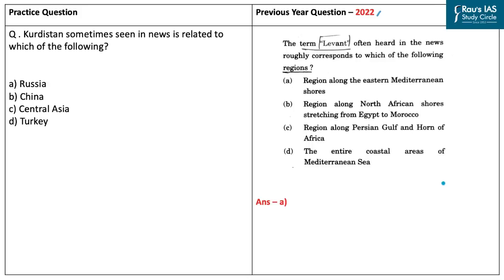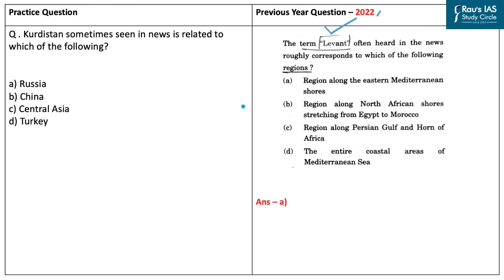on Kurds. So in this regard, if you look at the previous year question papers, UPSC has been asking questions related to certain important areas that are mentioned in the news. In this regard, in 2022, a question was asked related to Levant region. So in this article, as we have read, it is related to Kurds.